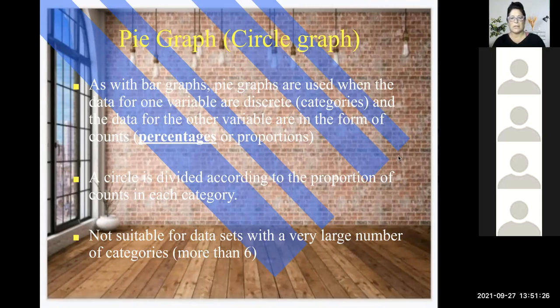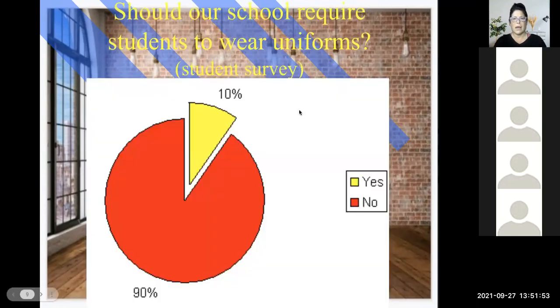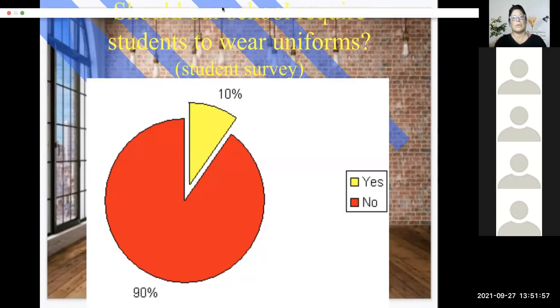This is definitely not suitable for data sets with very large numbers of categories, for obvious reasons. Just like with a pie, you can only cut so many pieces, and who wants a tiny little sliver? You can't make all these little slivers. How are you going to read it? So it really is better suited for smaller data sets.